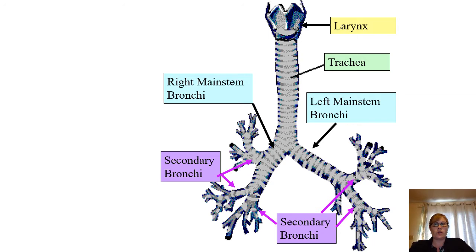These are the structures I wanted to point out to you. So up here we have our epiglottis, our larynx. This is going to be our thyroid cartilage. Cricoid cartilage would be in here somewhere. Here's all of our rings of our trachea.